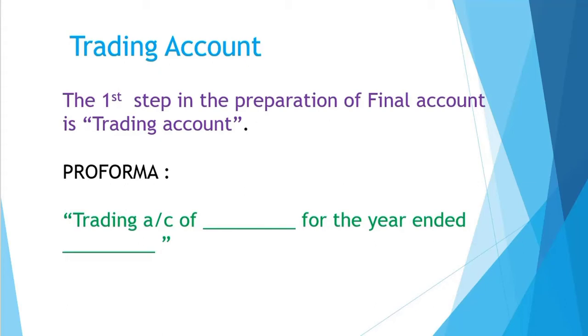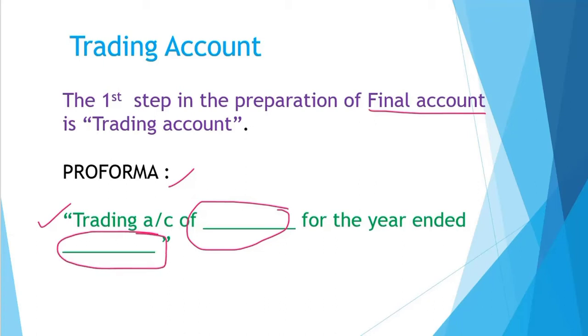So let us see that the first step in the preparation of final accounts is the trading account, guys. Trading account is the first step. Let us see the pro forma, that means how to construct the trading account. At the top of the trading account table, this line is most important, guys: trading account of so and so person. About the person or the company, whatever they gave in the question, we need to write their name here. For the year ended, or whatever the question mentions, we write it here. And this blank is for the date, guys.